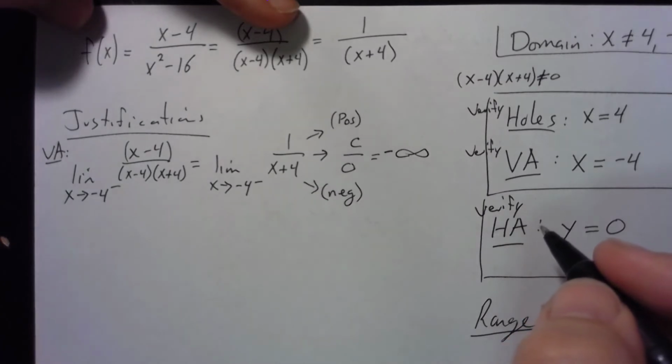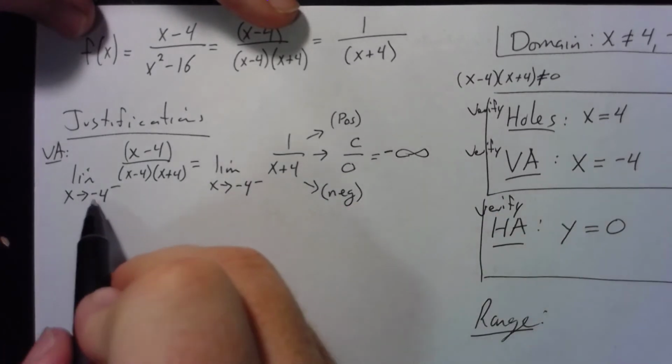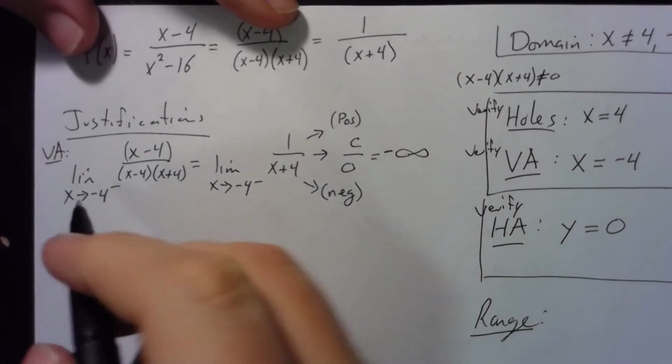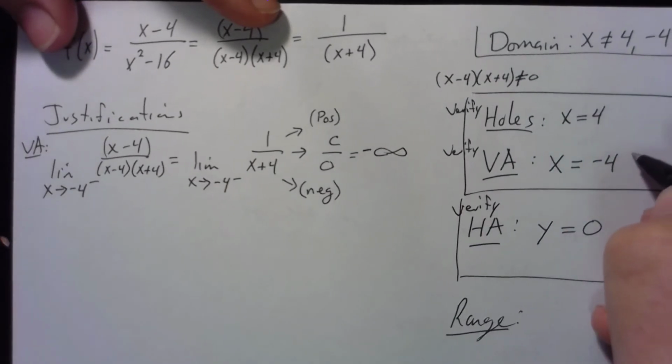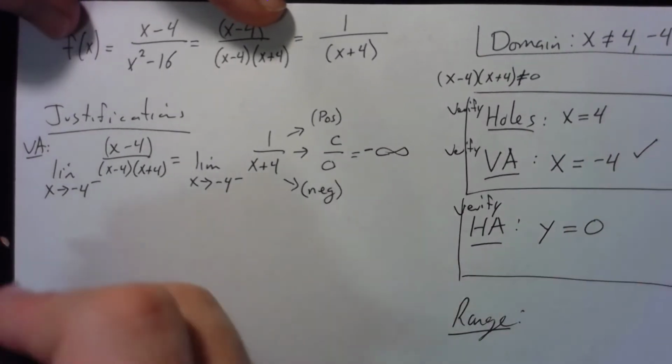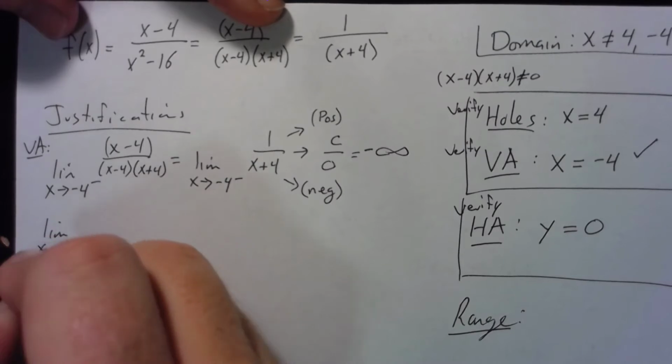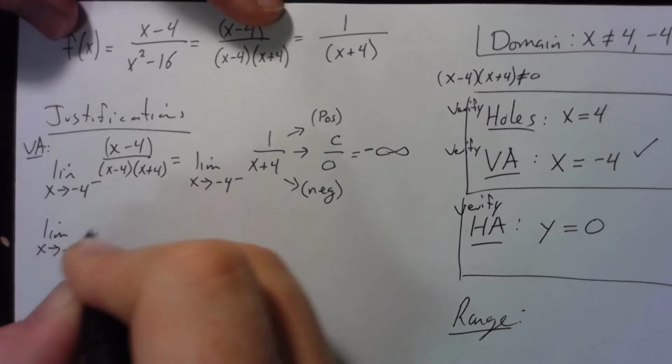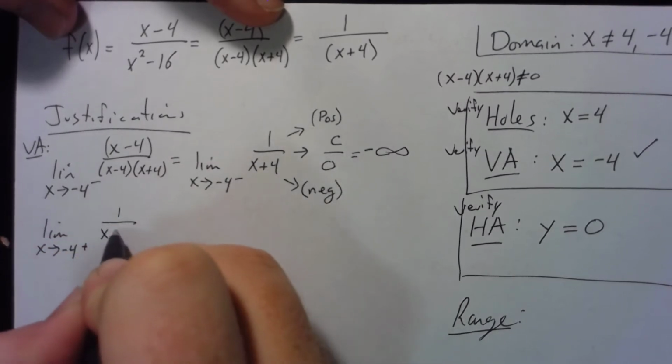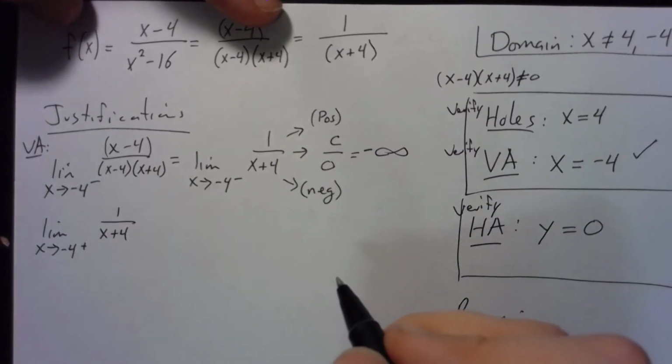This verifies first and foremost that x equals negative 4 is a vertical asymptote. I have checked that this is a vertical asymptote. I need to check the other side, however, to ensure that I know what the limit is doing. Now I'm going to go ahead and avoid writing all that extra stuff. I'm going to simply write down the simplified function.